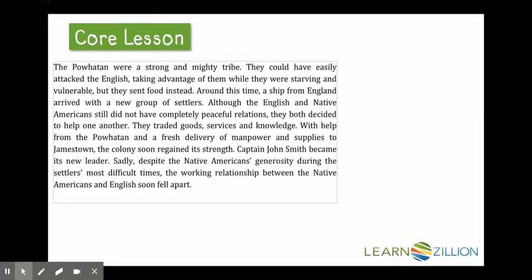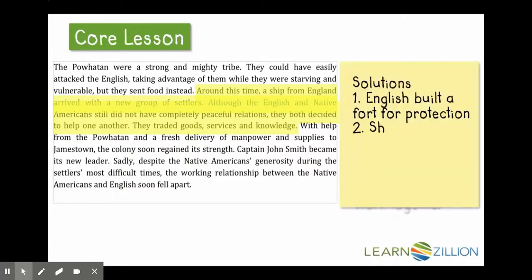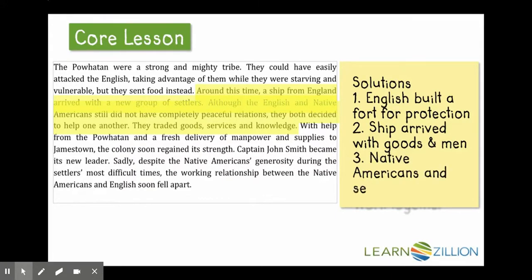So in the following paragraph, I'm going to continue reading and looking for problems and solutions. And I see that around this time, a ship from England arrived with a new group of settlers. Although the English and Native Americans still did not have completely peaceful relations, they both decided to help one another. They traded goods, services, and knowledge. So this would be something that is going right. This is a solution. And I would write down for number 2, a ship arrived with goods and men. And also, number 3, Native Americans and settlers began to work together.